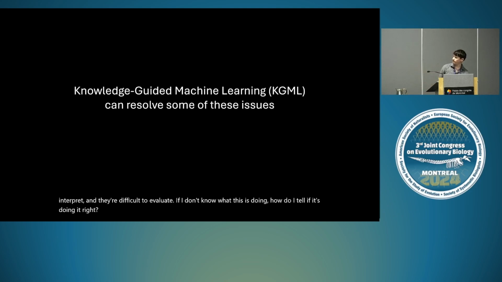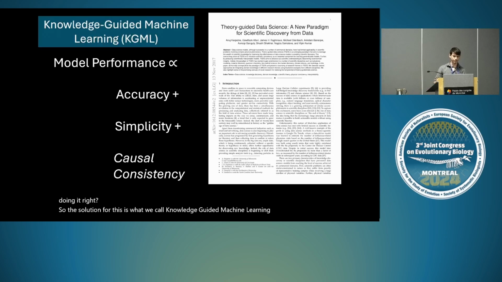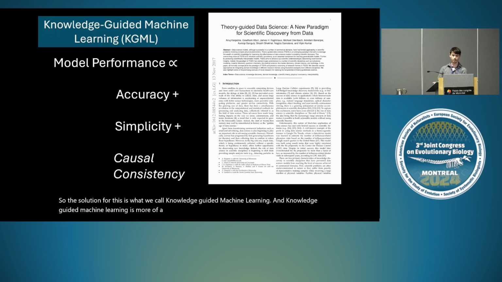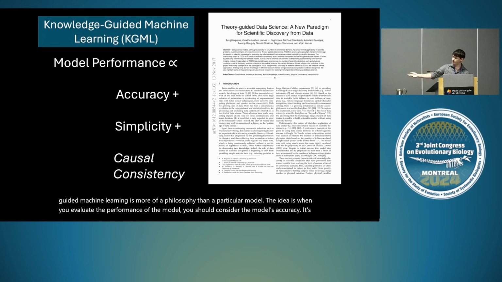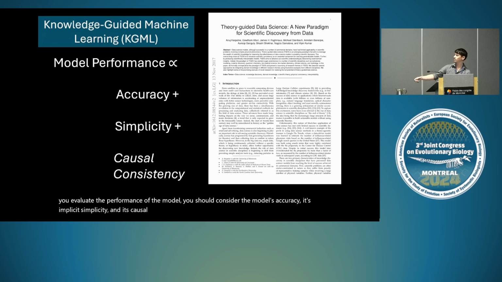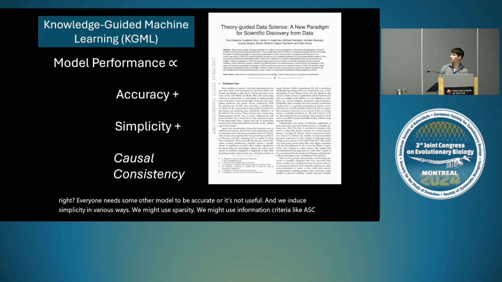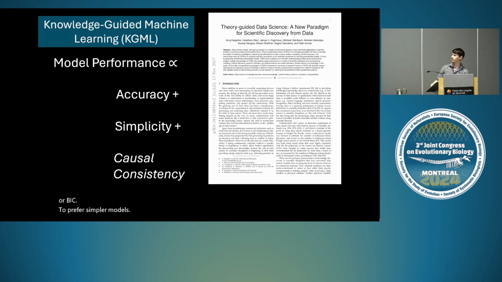So a solution for this is what we call knowledge-guided machine learning. Knowledge-guided machine learning is more of a philosophy than a particular model. The idea is when you evaluate the performance of the model, you should consider the model's accuracy, its simplicity, and its causal consistency. We're very used to doing the first thing, right? Everyone needs their model to be accurate or it's not useful. And we induce simplicity in various ways. We might use sparsity, we might use information criteria like AIC or BIC to prefer simpler models, in such a way to try to make fewer assumptions.